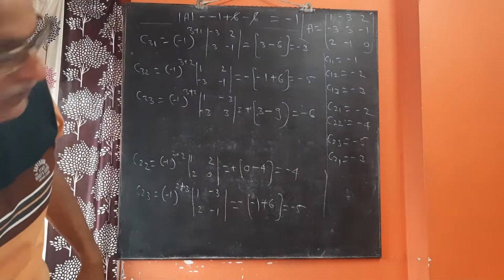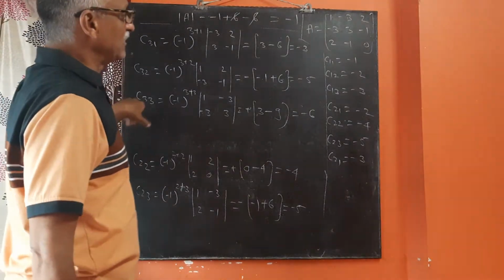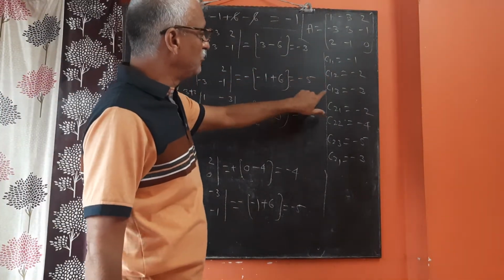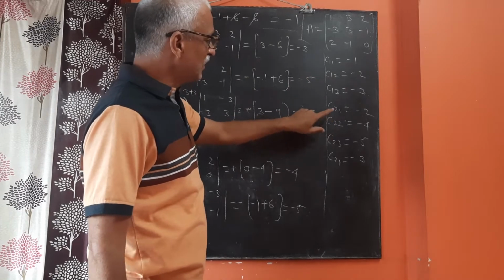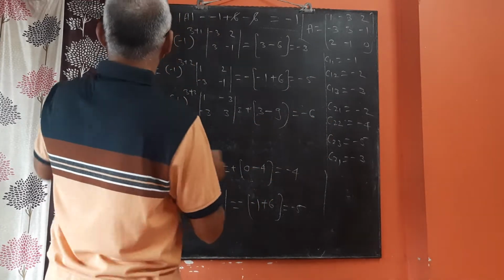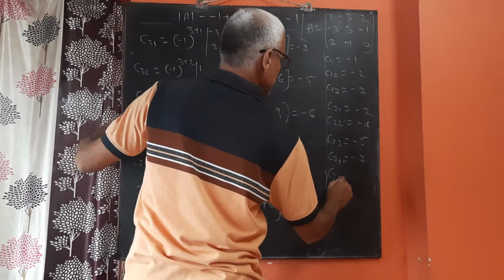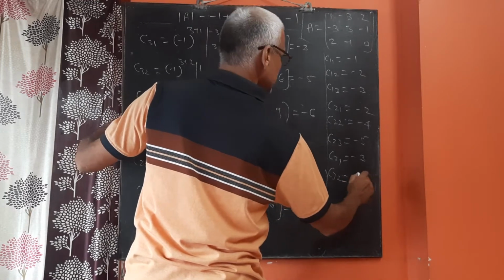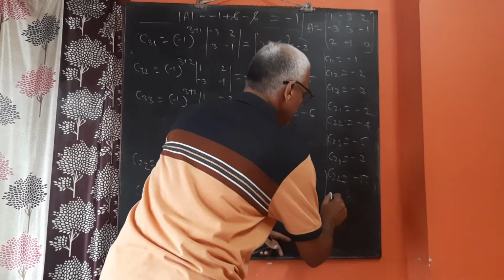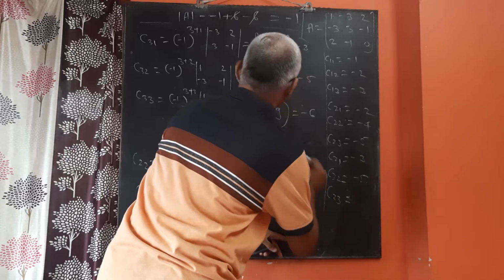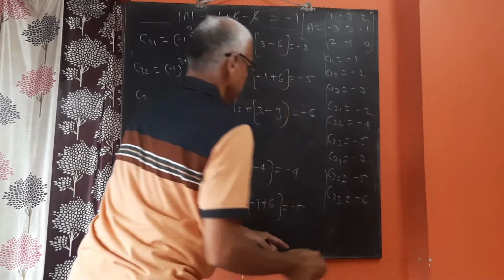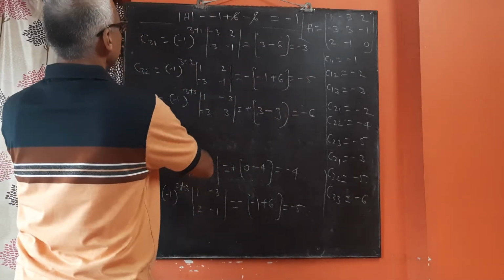So we have got the cofactors of C11, C12, C13, C21, C22, C23, C31, C32, where C32 equals minus 5, and the last one is C33, which we have got as minus 6. Now write down the matrix of cofactors.